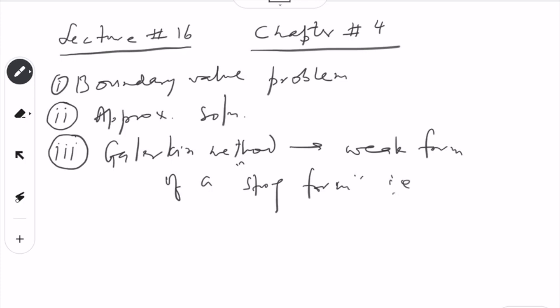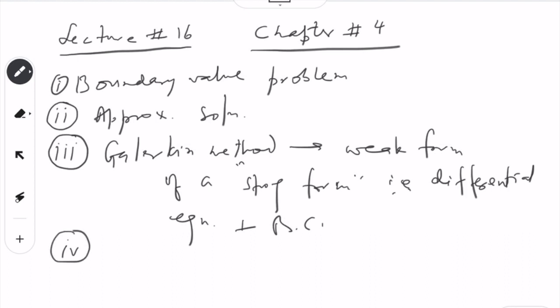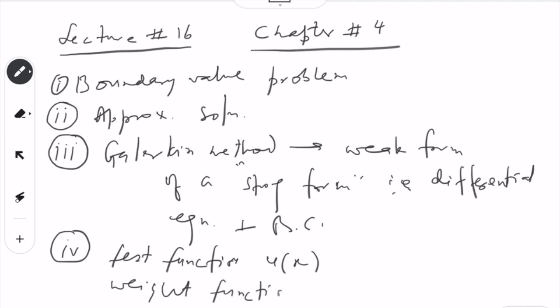that is, the differential equation plus boundary condition. We will be using the Galerkin method to solve it, and the Galerkin method has two things you have to know. One is the test function, we call it u(x), and then there is a weight function, we call it w(x).